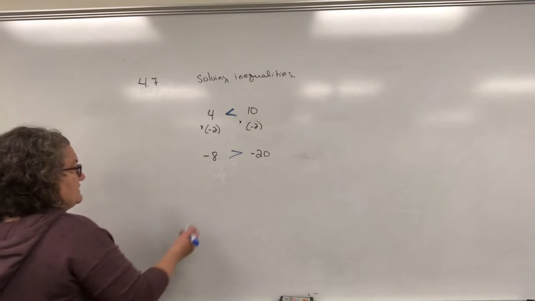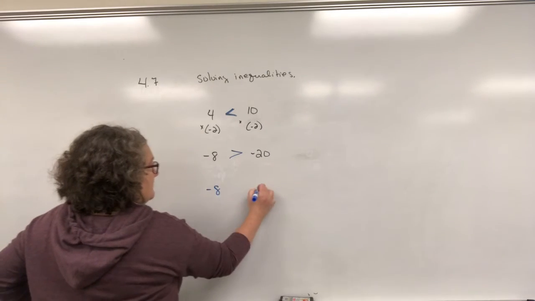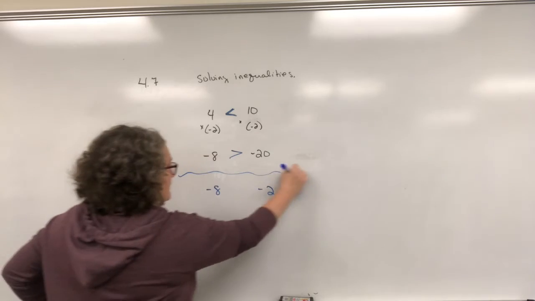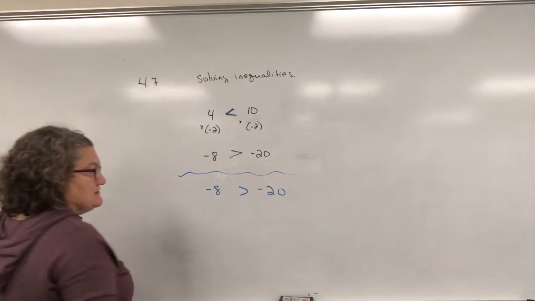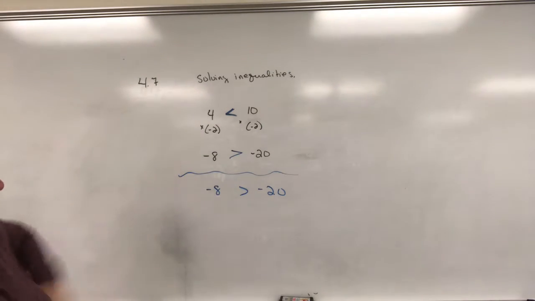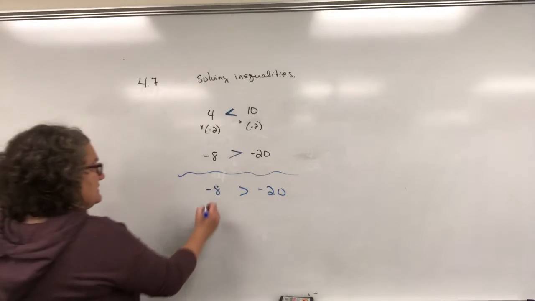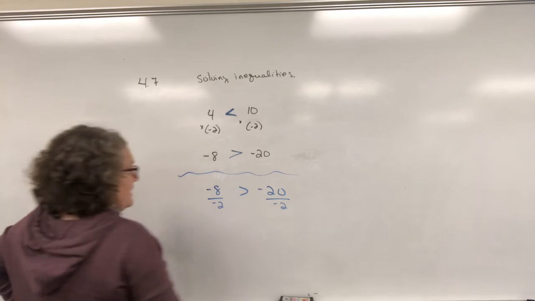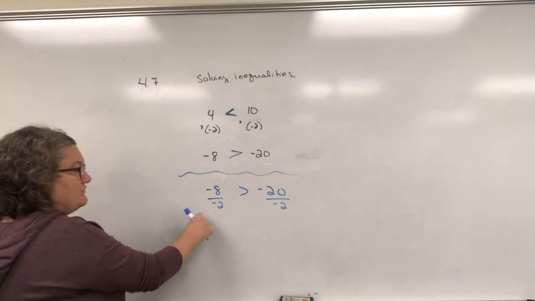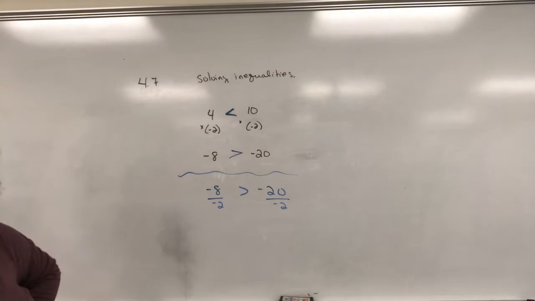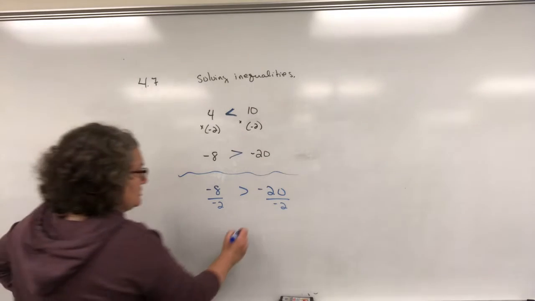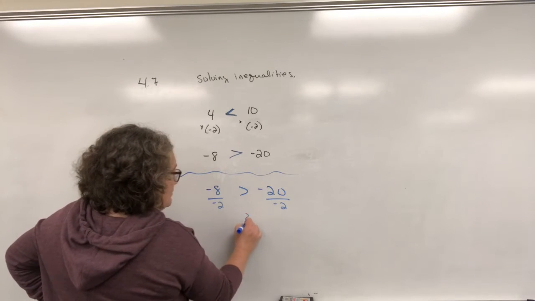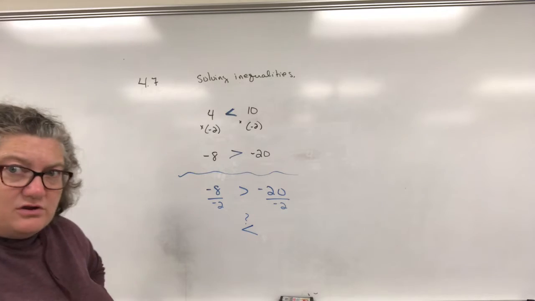Same thing for division. If we are dividing, I'm going to start a new problem here. We have negative 8 is greater than negative 20. We just wrote that down there. If I'm going to divide by a negative, we'll go with negative 2. Why not? I'm dividing by a negative 2. Now, I just said that when we multiply or divide by a negative, we're going to change the direction. So I'm going to go ahead and write that down, and I'm going to ask, is that true? You're going to tell me.